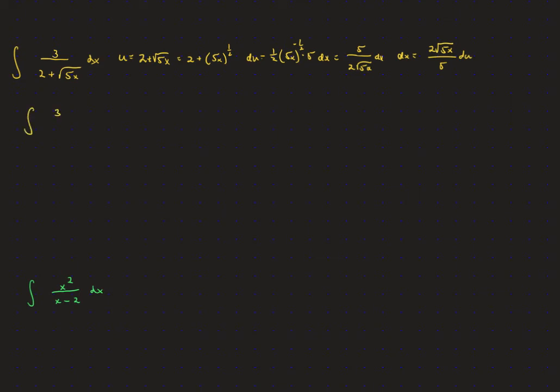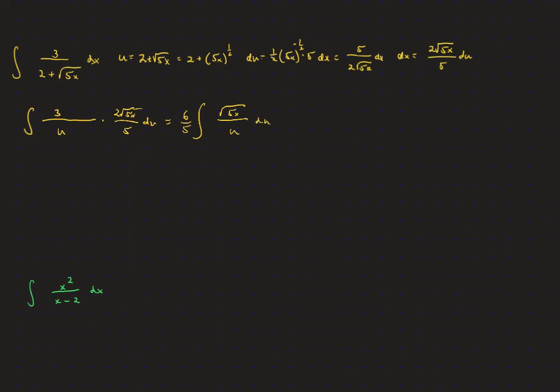So we've got 3 so far, and the dx, that's going to be 3 over u. The dx we're going to replace by 2 square root of 5x all over 5 du. So, not quite what we want yet. Let's take all those constants. The 3 times 2 is 6, and the over 5 all outside the integral. But we've still got a square root of 5x, which we don't want, over u du.